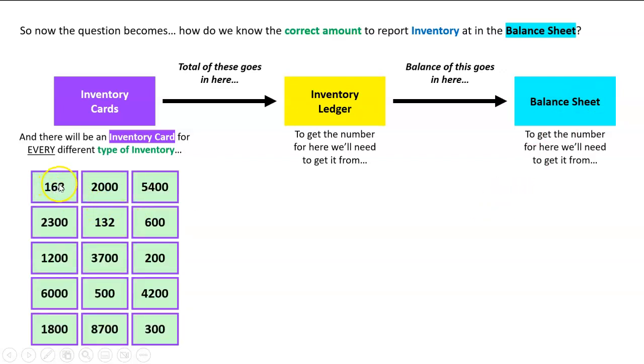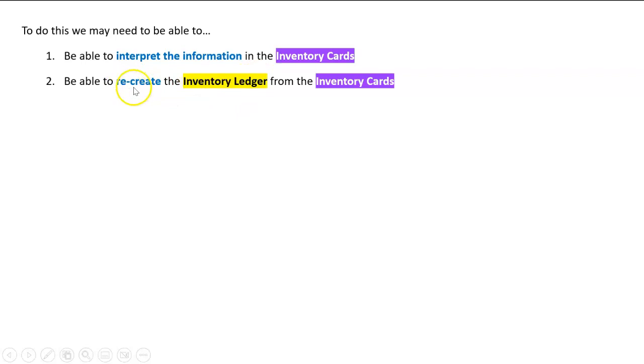Let's say we had all these inventory cards and they had separate balances like this, and we added them all up. That comes to 37,200. So our inventory ledger would have a balance of 37,200, and in the balance sheet, right under current assets, inventory has a balance of 37,200. So this one comes from here, and this one is just the total of all of these inventory cards. The next thing we want to do in the next couple of videos is look at whether maybe it's not that easy. Maybe we need to be able to interpret the information in the inventory cards. And maybe we actually have to recreate the inventory ledger from the inventory cards. So we'll look at these in separate videos next.